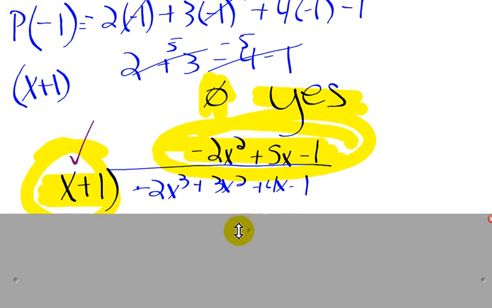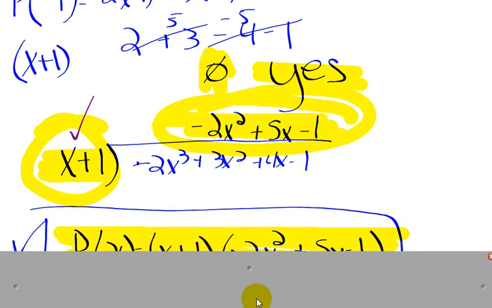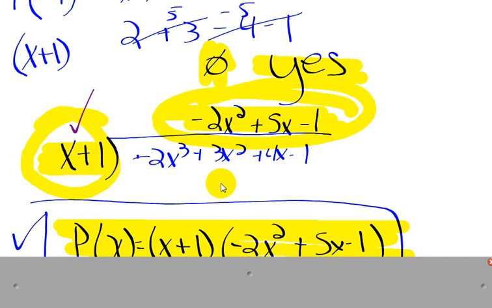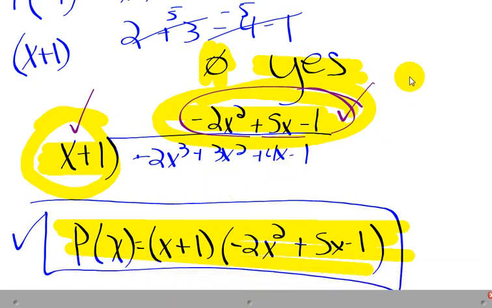Now I did long division again, I think, but I didn't show it all. So in the end, we end up with negative 2x squared plus 5x minus 1. So now we've got x plus 1 times this trinomial, and that's our answer, right? Because those multiplied together yield what's underneath our division sign.